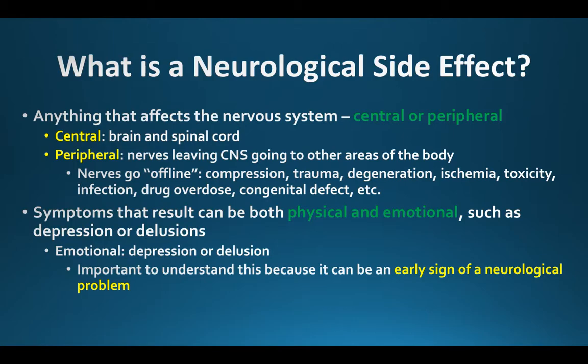Some of the things that make it go offline are shown here: compression, trauma, degeneration, ischemic events, toxicity, infection, drug overdose, congenital defects, and this list can go on and on. Symptoms that result from this can be both physical and emotional. A larger list of side effects will be listed on the next slide, but we wanted to point out here that some emotional side effects are important to make note of, because these emotional side effects can be signs of an early neurological problem.